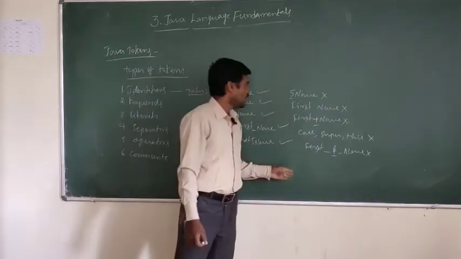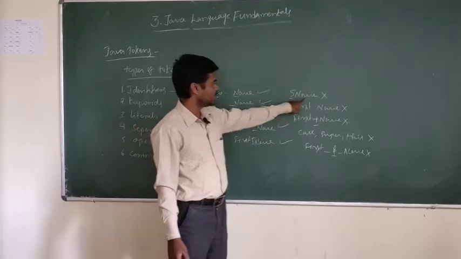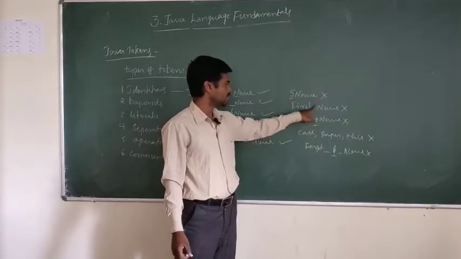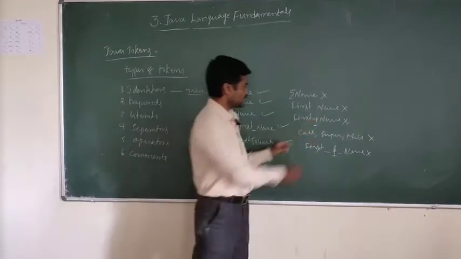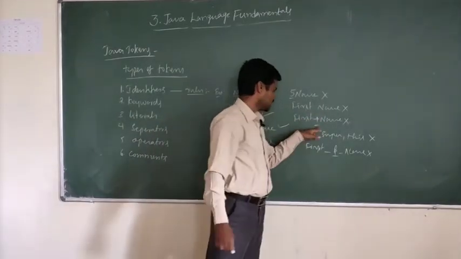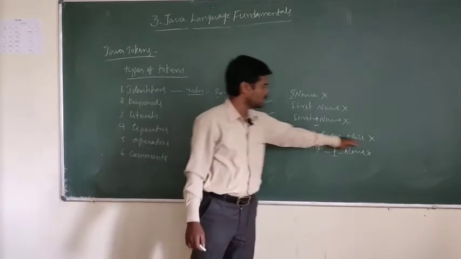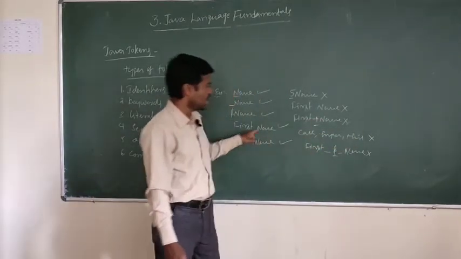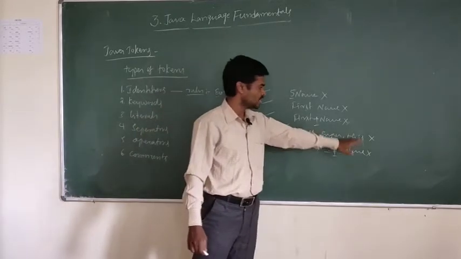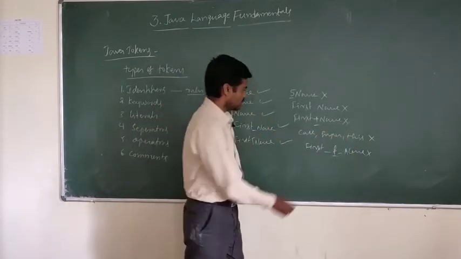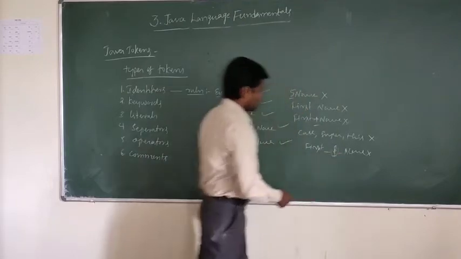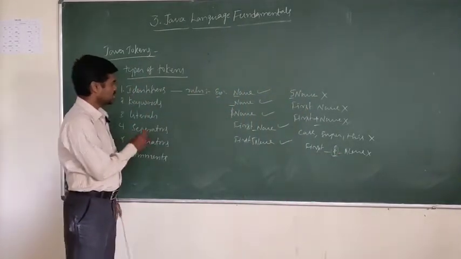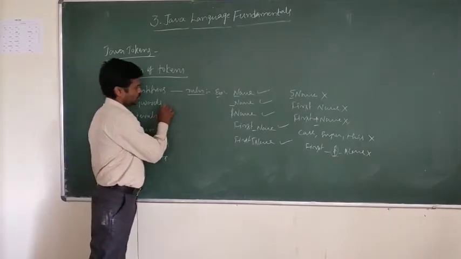And what are the invalid identifiers? Identifiers cannot start with a number, identifiers cannot have any space in between, and identifiers cannot contain any special character like plus, minus, etc. Then you cannot use any reserved words, that is called keywords. You cannot use keywords like case, super, this, etc. as identifiers. Identifiers also cannot have other symbols like ampersand. These are the identifiers.